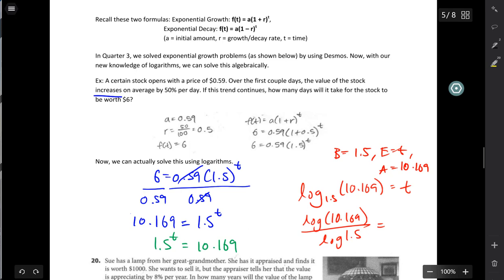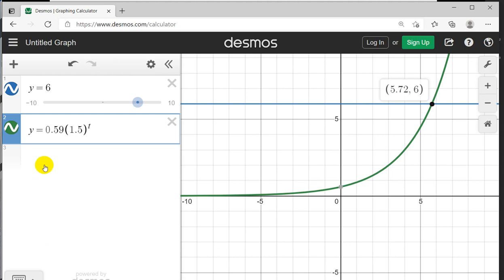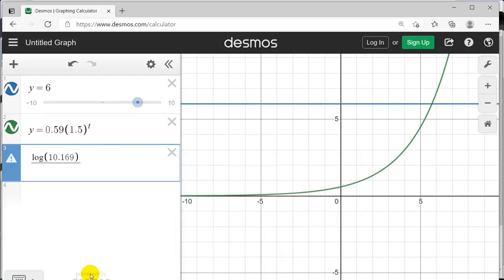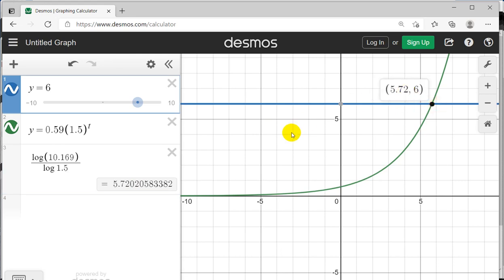So if we actually do this, we can use decimals again. Either way, we're going to use decimals, or you can use some sort of calculator or graphing app to calculate it. Log of 1.5, and that's 5.72. And look at that. We graphed it earlier. We got 5.72, and we did this and we got 5.72.